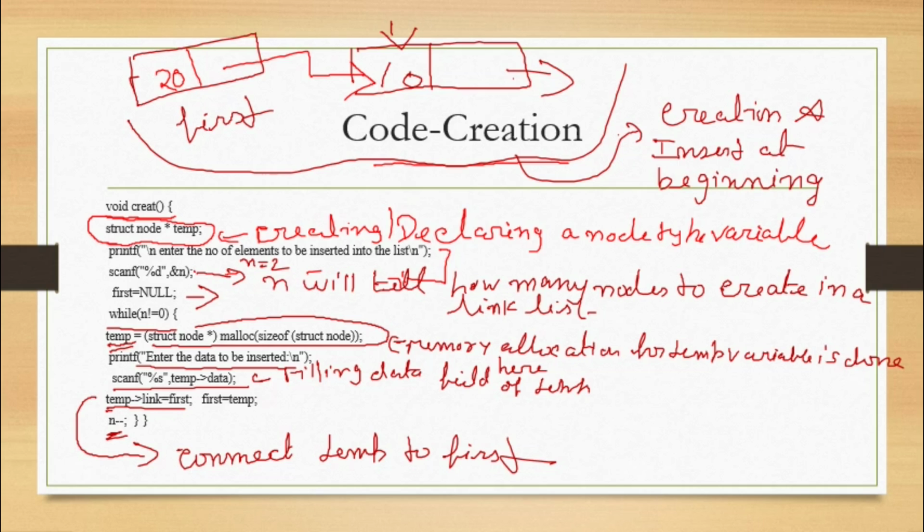Now once again, temp also will be here only. Now when you create a new node, it will change. But we are not bothered about temp. We need only first. Remember, first is always there in the beginning of the list. So this is how you create a linked list.